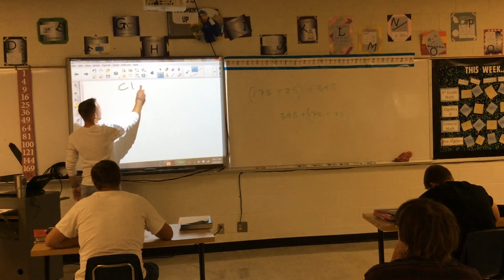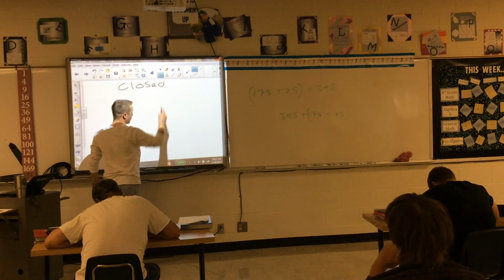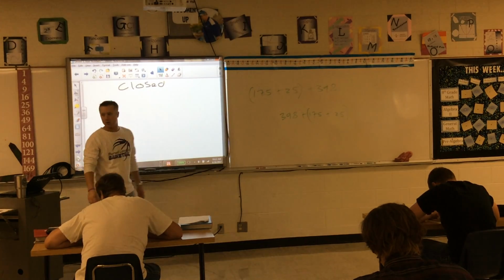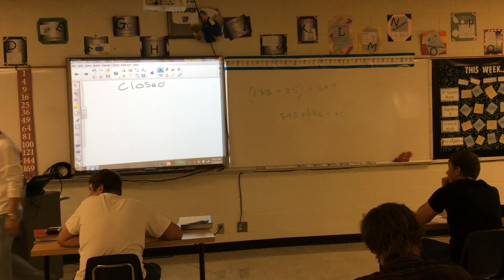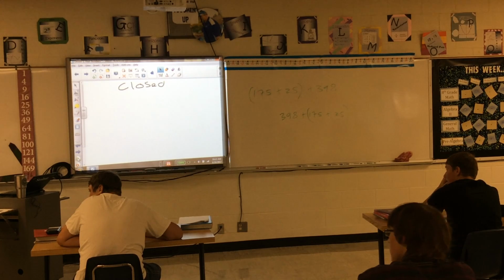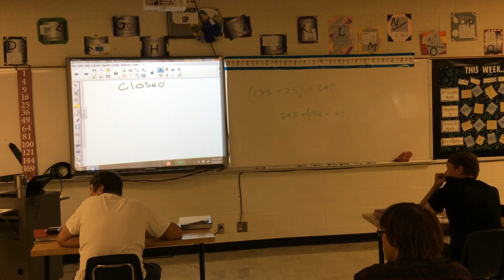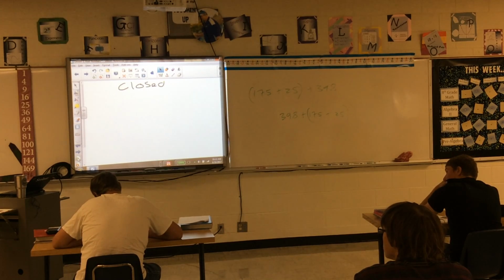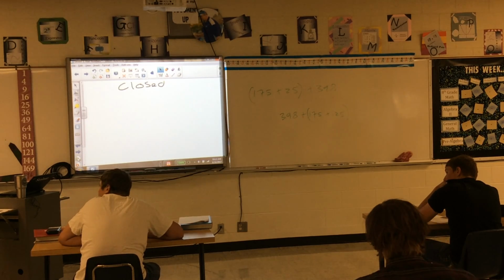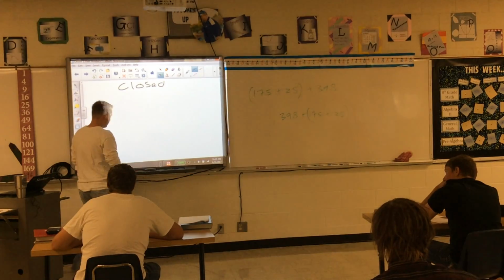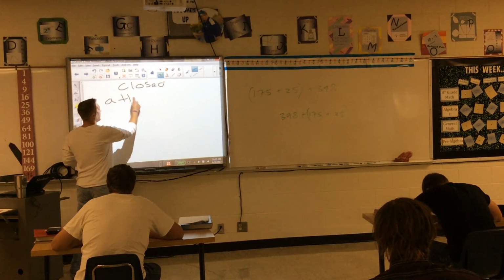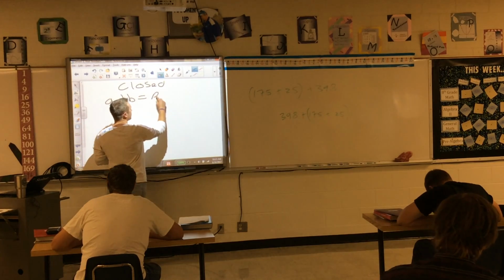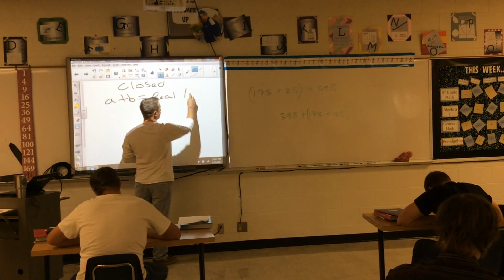Is closed. And if someone looks it up in their book, maybe they give us a nice little definition of closed. Oh, it's closure. Closure, yep, closure. Where's closure at? Page 3. So closure, what is it? It'd be like A plus B is a real number. Yep. So A plus B equals a real number. That's what closure means. Okay?